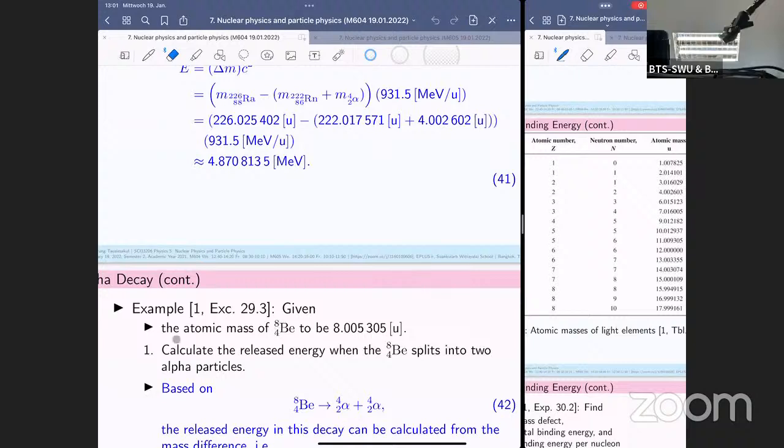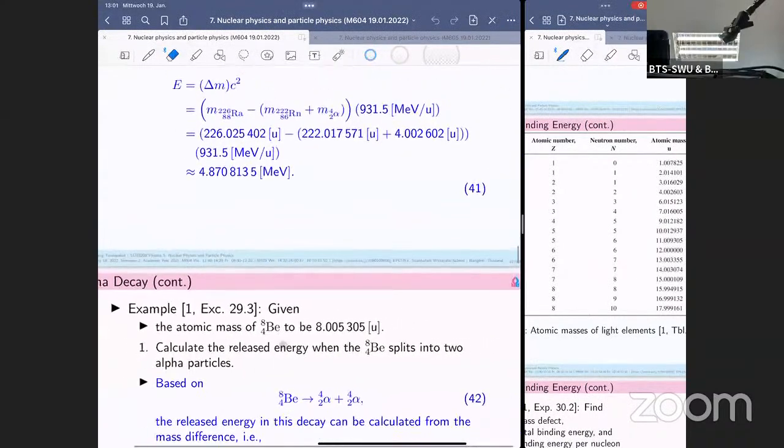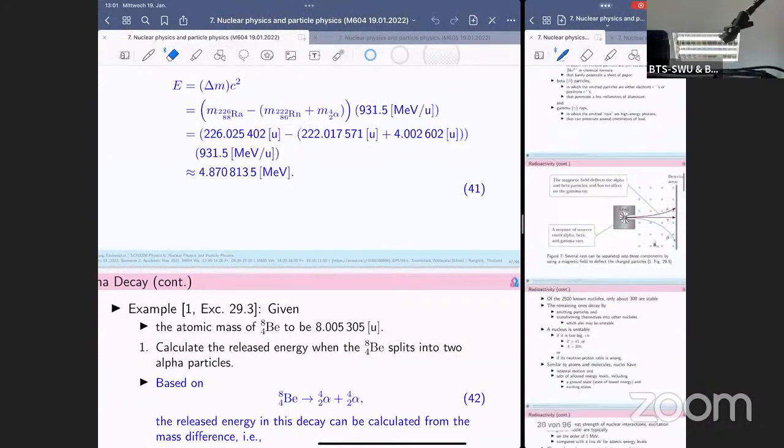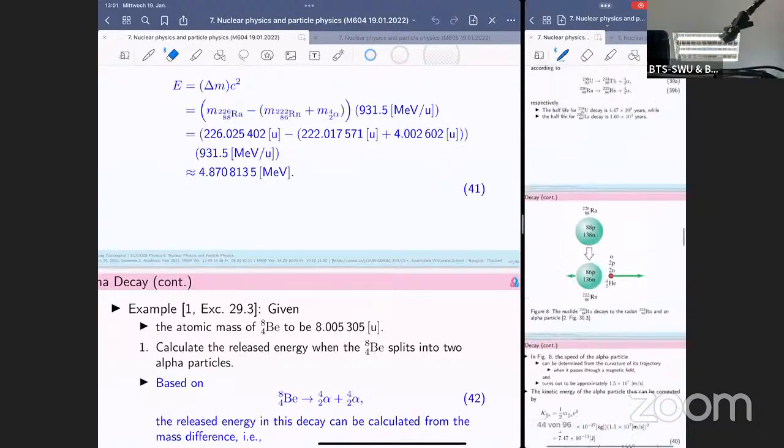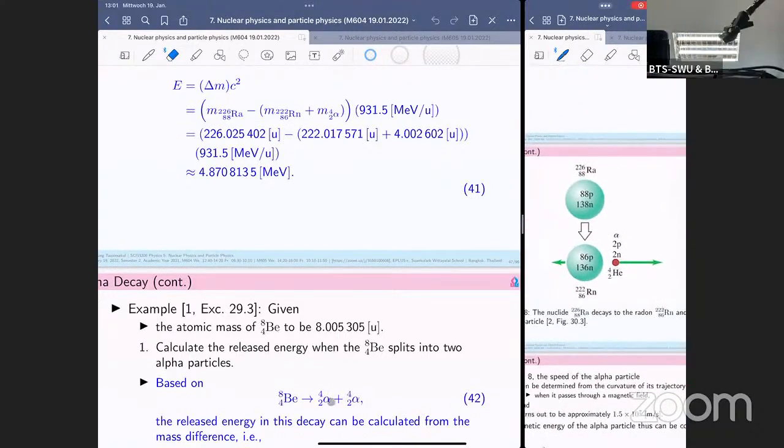They said, given the atomic mass of beryllium-8 to be 8.005305 atomic mass units, we are going to see the released energy when the beryllium-8 splits into two alpha particles. So you start from beryllium-8, and you know that helium or alpha particle is helium-4. So you need to write down helium-4 and helium-4 here.